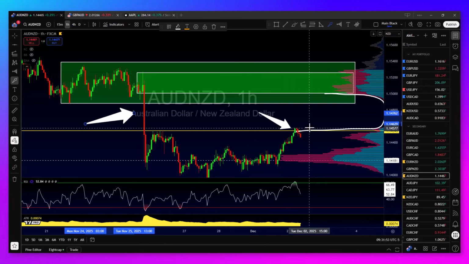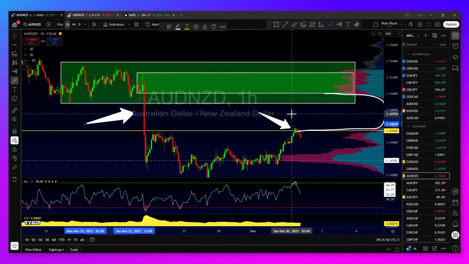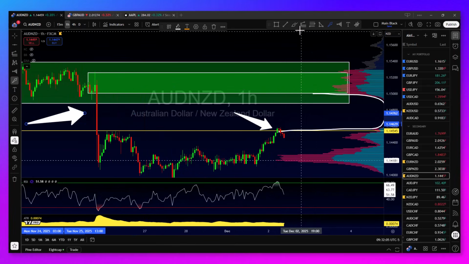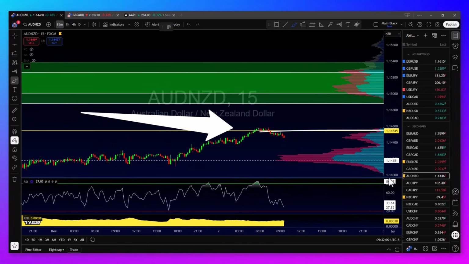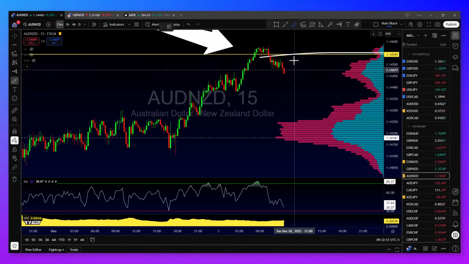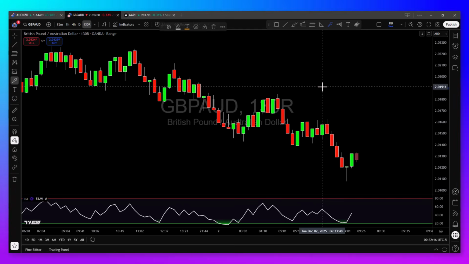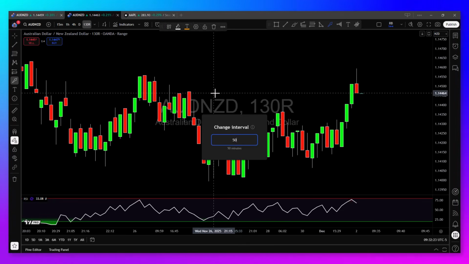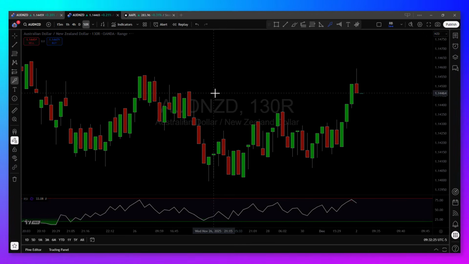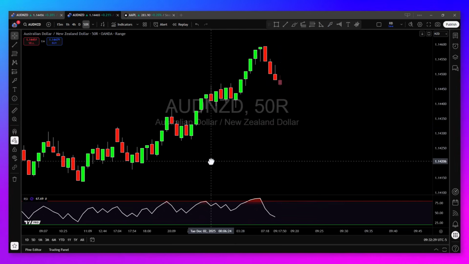All right, so we have a pullback. Now you're asking yourself, what is my entry reason? What do I need to enter? Do I need to go down to a lower time frame? Do I need higher high, higher close? Do I need double bottom? Do I need this? Do I need that? Do I need to go to a range bar chart and get a different perspective of this? These are all things that are going to be within your trading plan. Do I need RSI to go oversold?